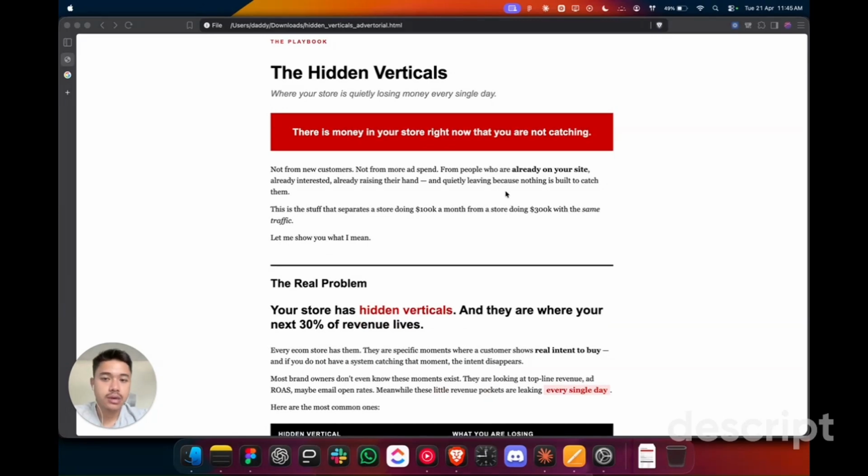The hidden verticals, where your store is quietly losing money every single day. There is money in your store right now that you are not catching. What I mean by this is an e-commerce store can have different verticals by which it can convert a customer that has landed on its product page or that has landed on the site, right? And if those verticals are not completely optimized with the way the customers interact with your site, then you might be losing a lot of money and you might be losing that customer forever. That is what I mean by this, right?